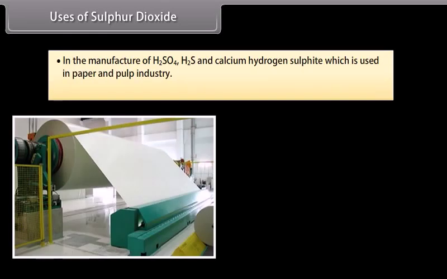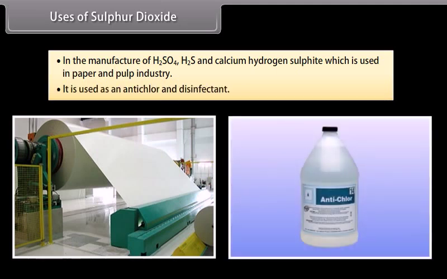Uses of sulfur dioxide. The important uses of sulfur dioxide are the following. In the manufacture of H2SO4, H2S, and calcium hydrogen sulfite, which is used in the paper and pulp industry. It is used as an antichlor and disinfectant.